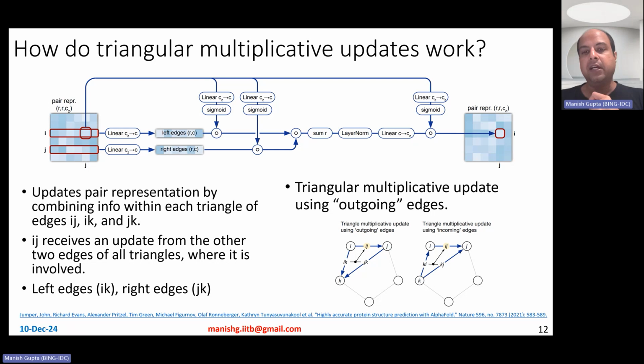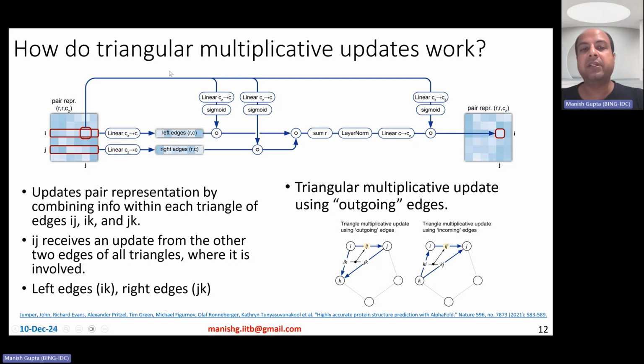Now, for the sake of notation, ik edges are called left edges, and jk edges are called right edges, when you consider the node I and the edge ij. So for edge ij, which is highlighted here, you're going to do linear transformations. This is a CZ shaped vector, and you're going to create a C shaped vector out of it. Of course, it's a vector for all the residues. So if you consider the row, you're going to get a C-shaped vector for all the residues in this row. Therefore, an R cross C matrix.